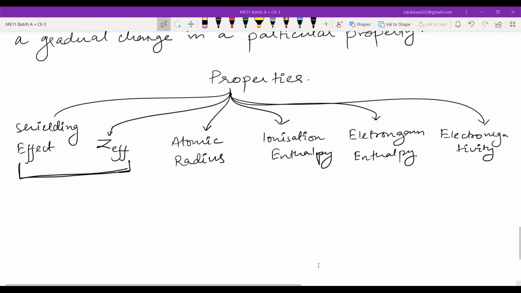Let me know if you are done. Sir, what is the first property again? Shielding effect. Okay, it's shielding, S-H. The last one is electronegativity.